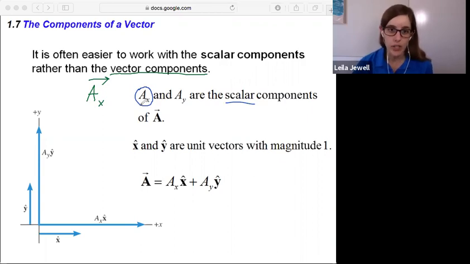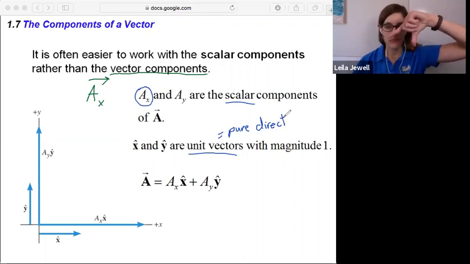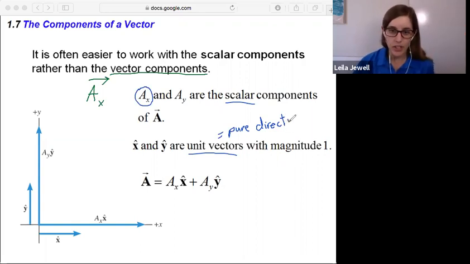And the way that we can write this vector component in terms of the scalar component is by using unit vectors. So unit vectors, I like to think of these as pure direction. They don't add any length because their length is just 1. So they aren't able to change the length. They just specify the direction. So the X hat is what's called that little symbol above.